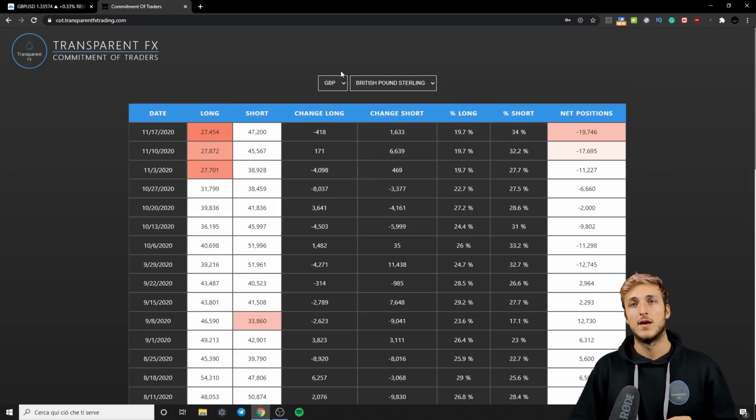And there is one very important thing that we must notice. We must notice that we still don't have the new report, okay? The CFTC is late in releasing the new report. However, what we can see with the previous report is that net positions were decreasing. We went from having 12.7k net positions all the way down to minus 19k net positions, with 1.6k shorts added with the last report and 400 longs getting closed.